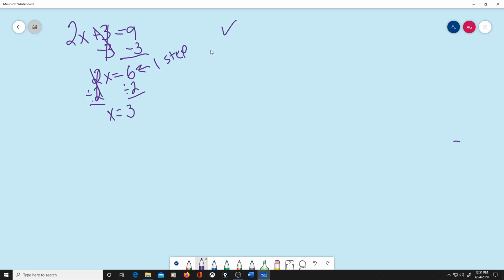Now again, we always want to check our answers. So 2, we're going to replace the x with a 3, plus 3 equals 9. And again, we want this to equal this. Order of operations says to multiply first. 6 plus 3 equals 9. We're going to take care of this. I get 9 equals 9. And so that's really nice.